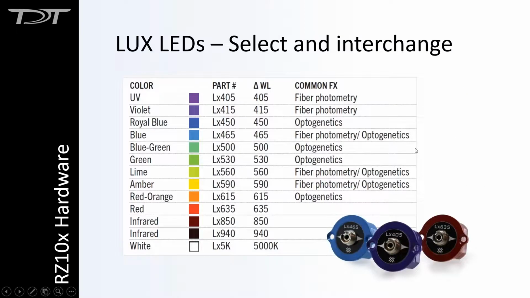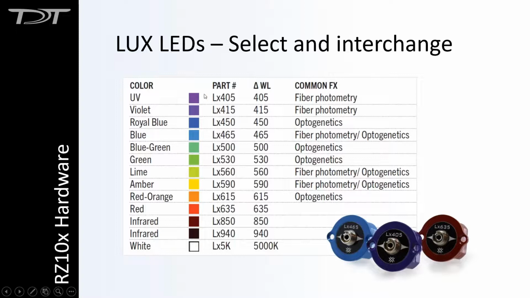So for the LUX LEDs, this is a selection of the different wavelengths that you can select for your RZ10X. And something to really take away from this is that the LUX LEDs are interchangeable. There's just 2 screws connecting them. So if you want to change up your configuration, maybe you only want to start recording from one animal, add on a second one at a later date, you have that ability. And so just with the additional LEDs, you just need to remove the screws, plop in the new LUX LED, and then put the screws back in, and you're able to change up your configuration.